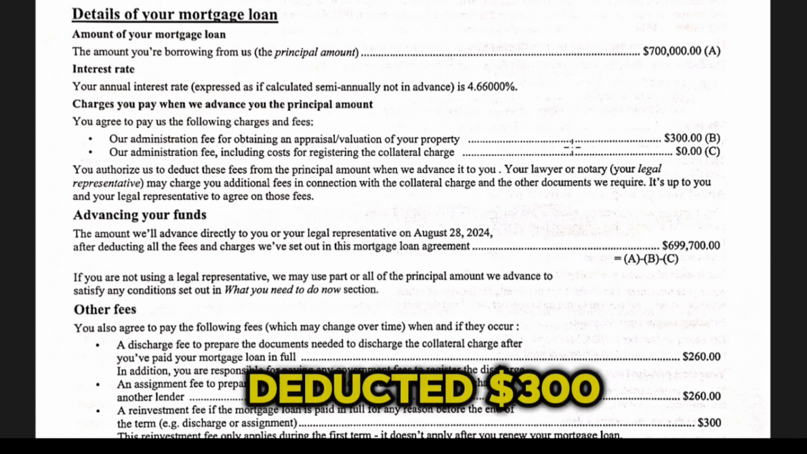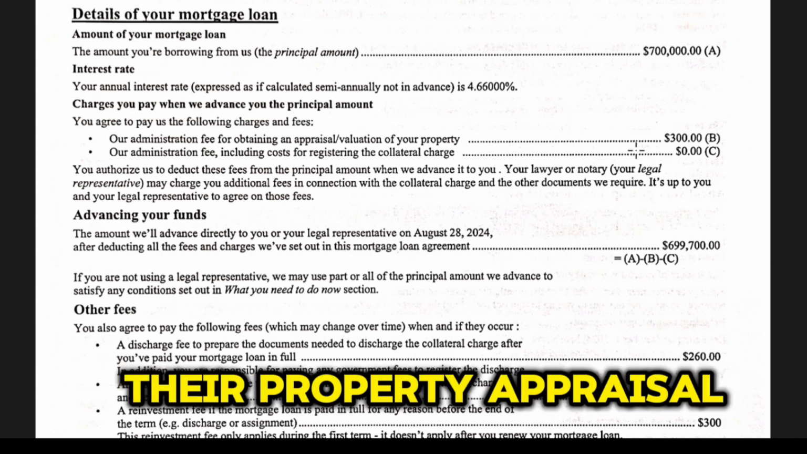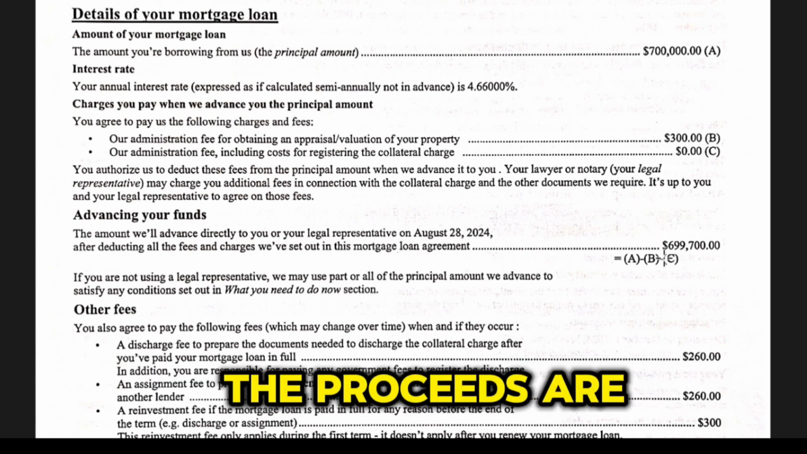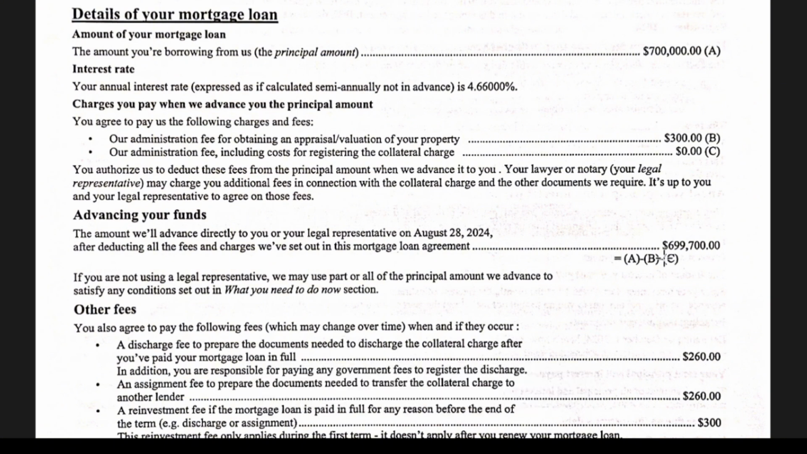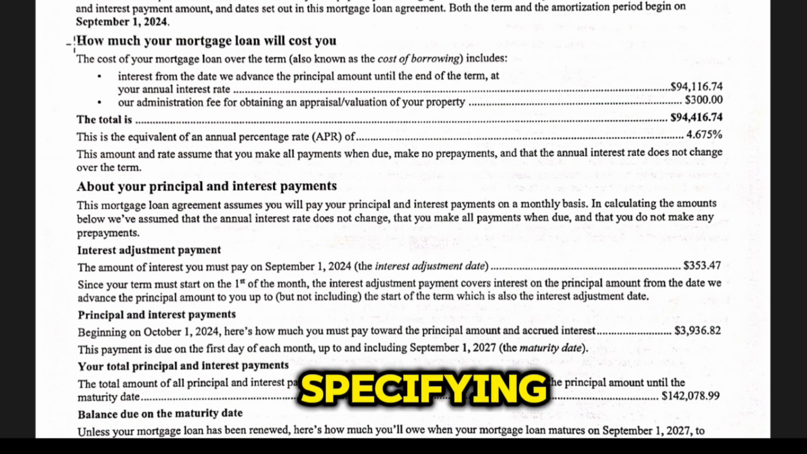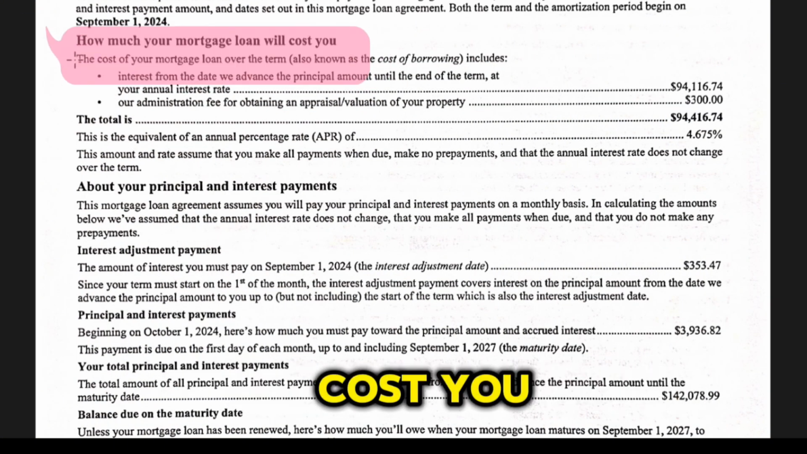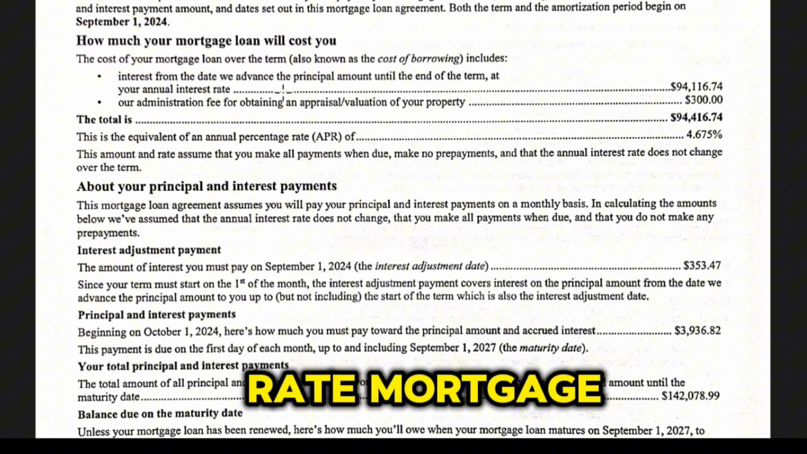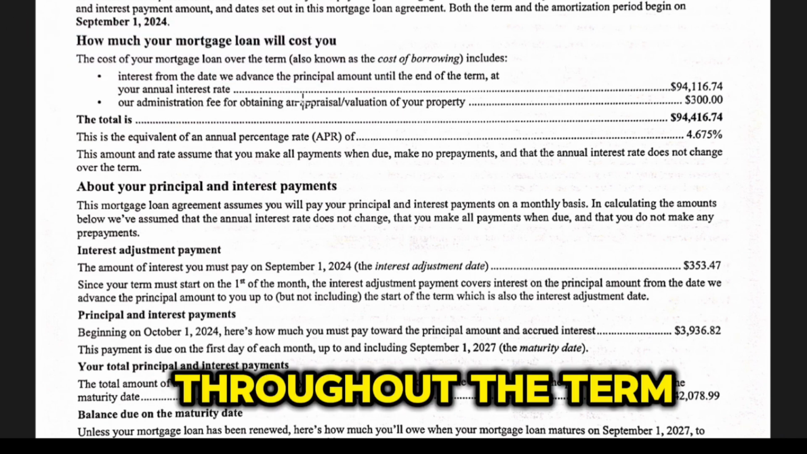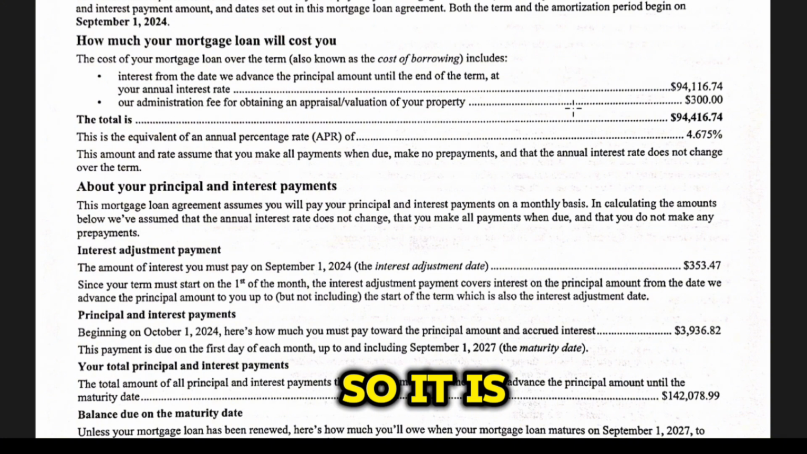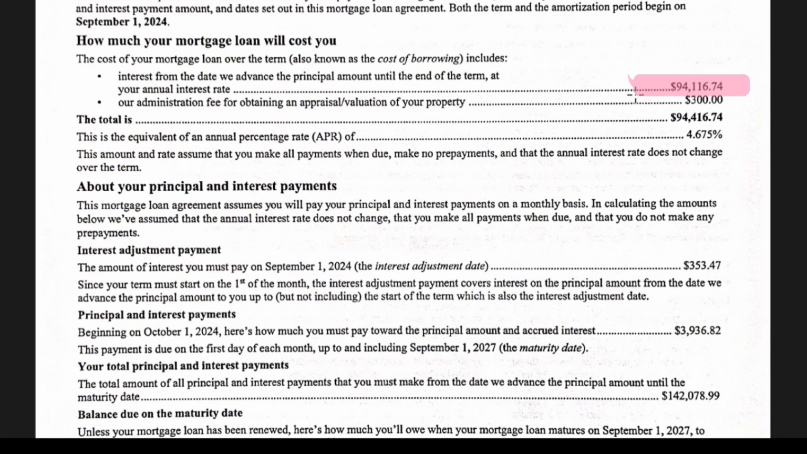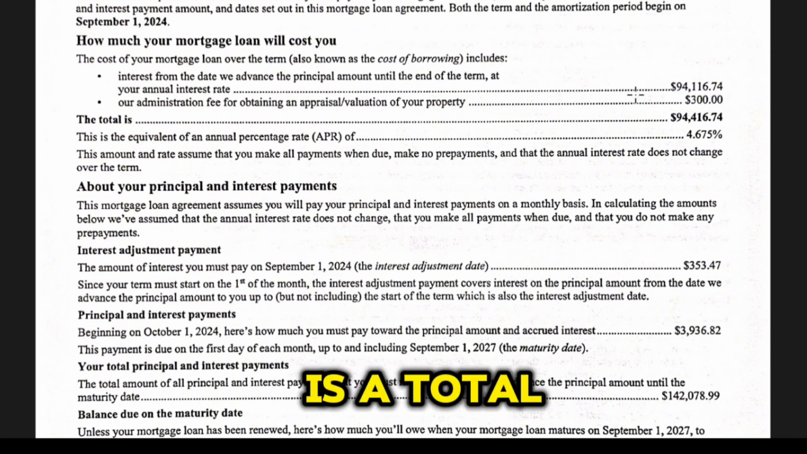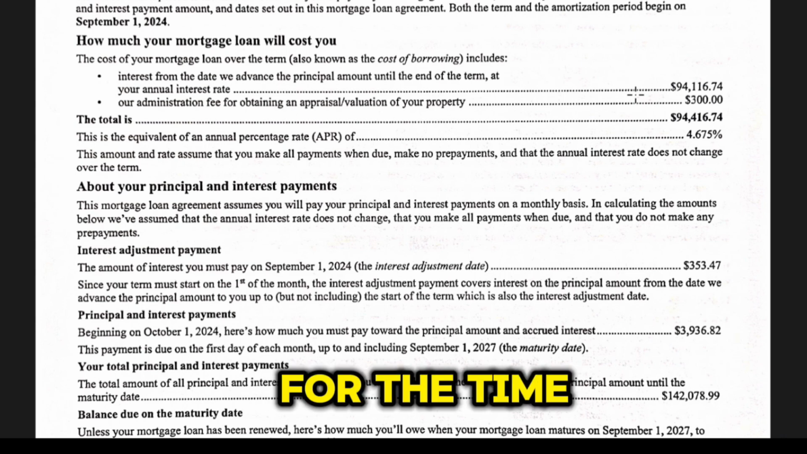So the actual mortgage amount was $700,000. The bank just deducted $300 as their property appraisal fee, and the rest of the proceeds are being sent to your lawyer for closing purposes. Further going down, it will specify how much this mortgage loan will cost you. Since it's a fixed rate mortgage, your cost will remain the same throughout the term of 3 years. So $94,116.74 is the total interest that you will be paying for the term of 3 years.